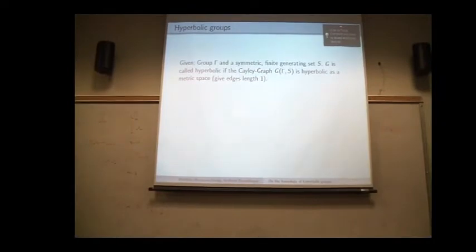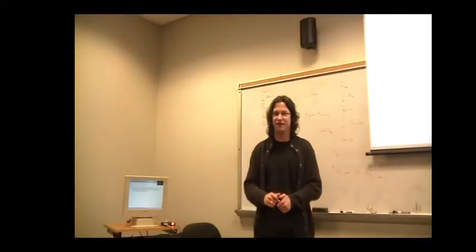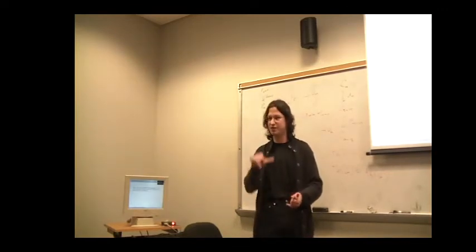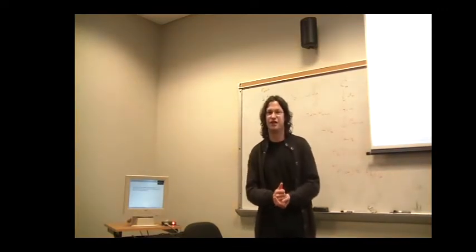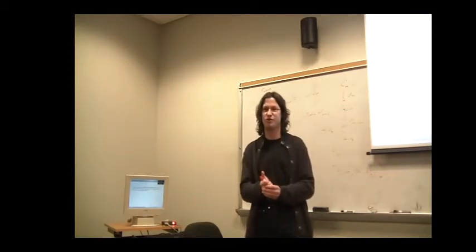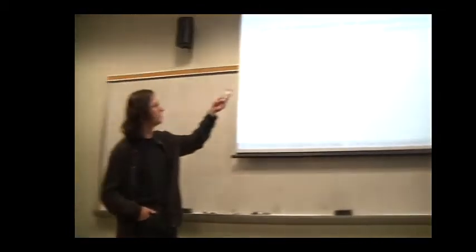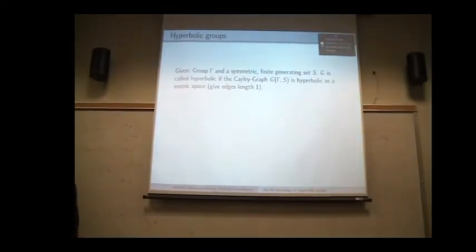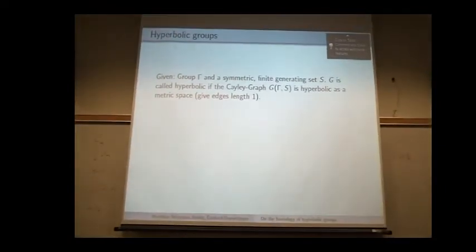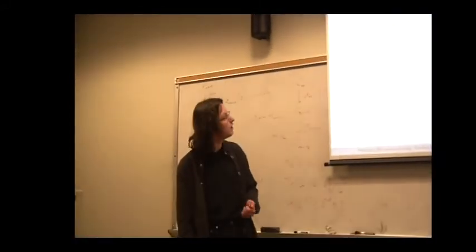In my case, a hyperbolic group is just a group where the Cayley graph is hyperbolic as a metric space. So we take edges, we give them length 1, and if this metric space is hyperbolic, we call the group hyperbolic. We need to check if this is well defined. It turns out if we take a symmetric finite generating set, then we get a well-defined definition. By symmetric, I mean one is not in the generating set, and for every element S in our generating set, S inverse is also in the generating set. That just means that our edges are not directed in the Cayley graph.